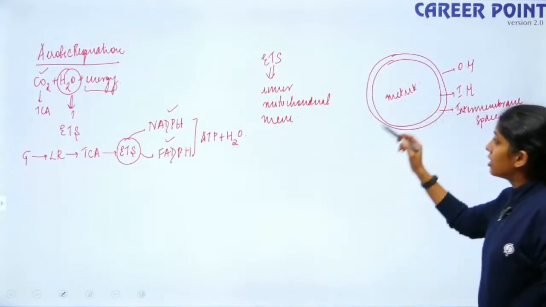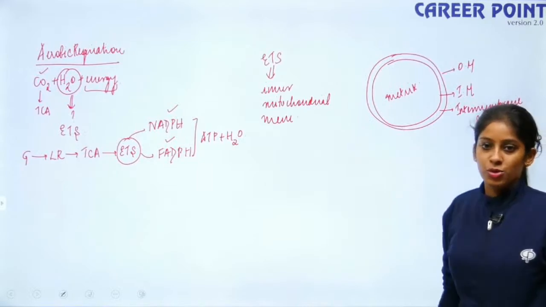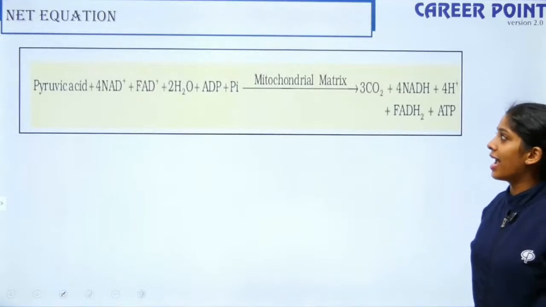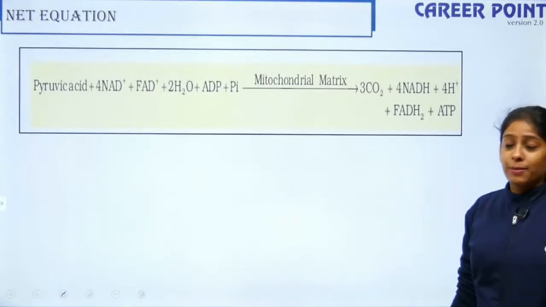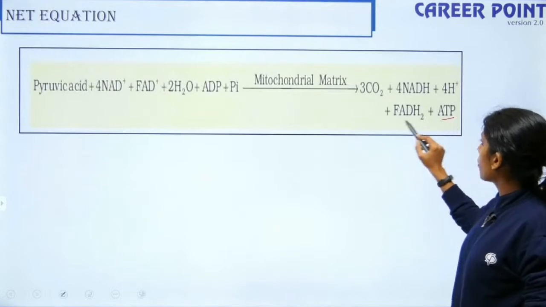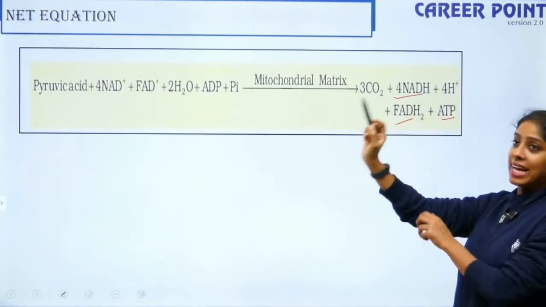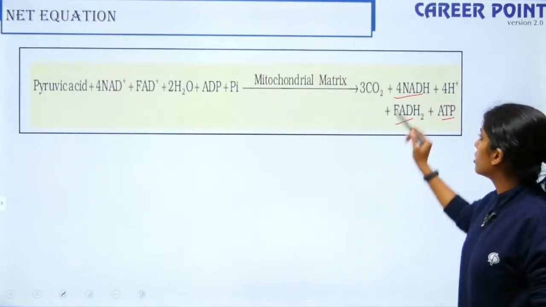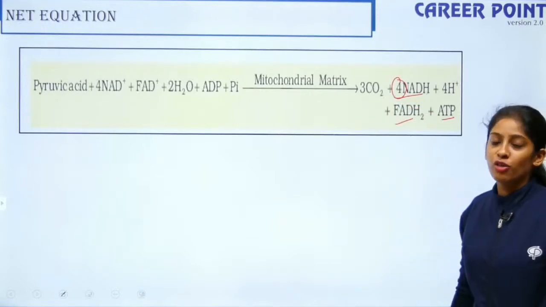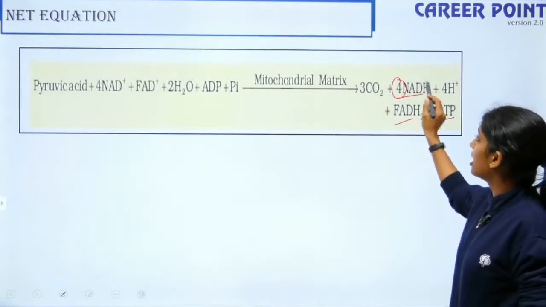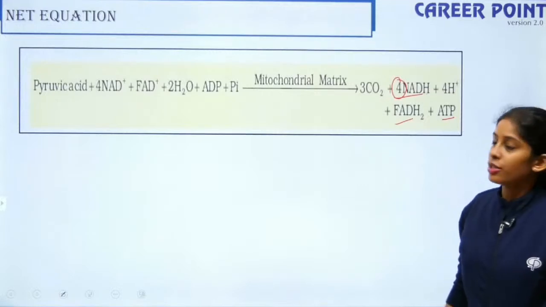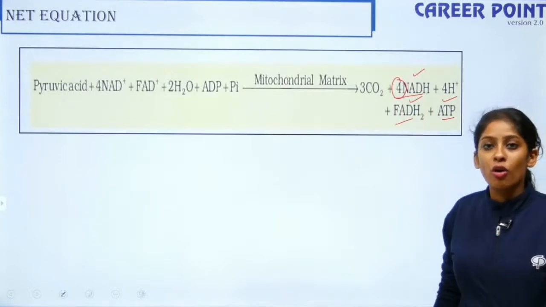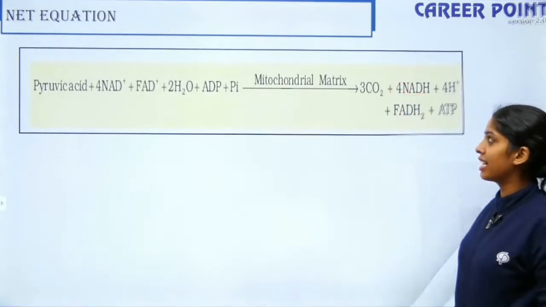So this inner mitochondrial membrane is here. So how is this going to happen? That we are going to see. So this is the net equation at the end of your Krebs cycle. You have your ATP, your FADH and your 4 NADH. This 4 NADH is for one molecule of pyruvic acid, so this includes your link reaction as well. So at the end you have 4 NADH, FADH and ATP.